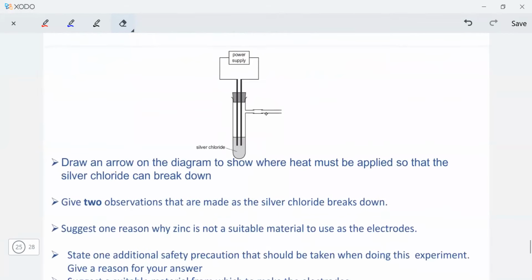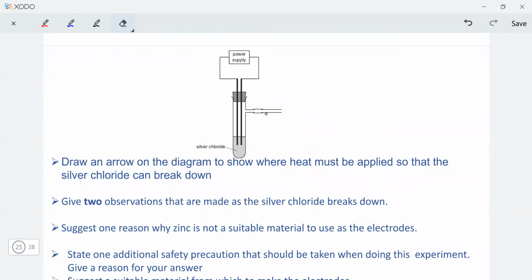This is electrolysis. Electrolysis is also important in paper 6. Draw an arrow on the diagram to show where heat must be applied. So what do I heat in electrolysis? I do heat my electrolyte. So this is silver chloride. I'm going to heat it till it becomes molten. Remember that electrolysis is done for either a solution or for a molten state. So in this case, I'm going to apply heat here.